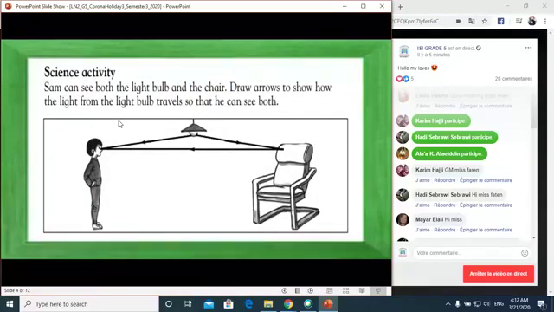Second question, you had to draw arrows to show how the light from the light bulbs travels so you can see the chair. As I said, we see things because they reflect light to our eyes. So the source of light sends light to the chair. The chair reflects light to your eye, to the kid's eyes, and then the kid can see the chair.